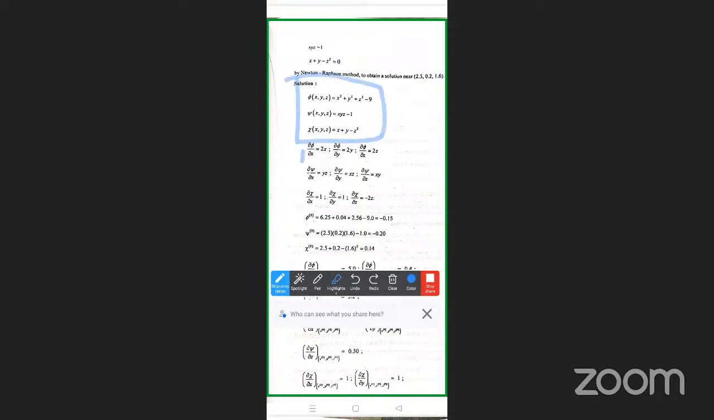So these are the derivatives of pi, psi, gamma with respect to x, y, z. Next we have to find the zeroth iteration values of pi, psi, gamma, which is nothing but substituting x naught, y naught, z naught in equation 1.